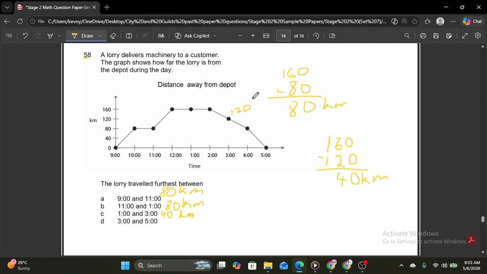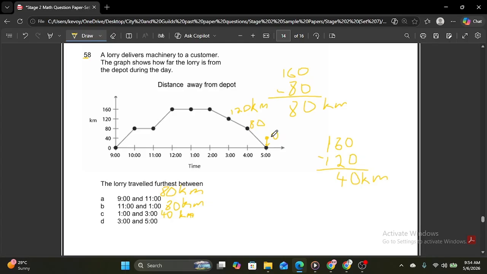How far did he travel? And he's coming back now. He's traveling all the way back to 5. So this is the end point. He's traveling back. He is 120 kilometers away. At 4 o'clock he is 80 kilometers away. And at 5 o'clock he's already back.